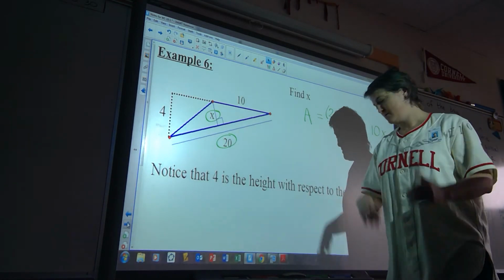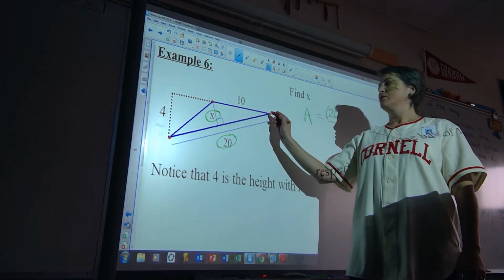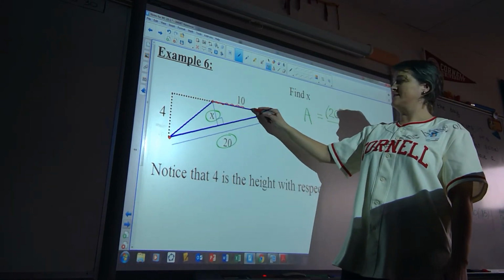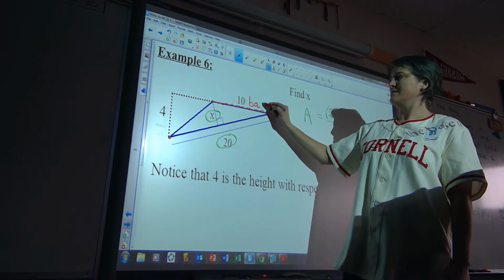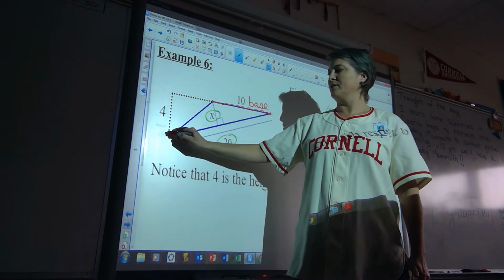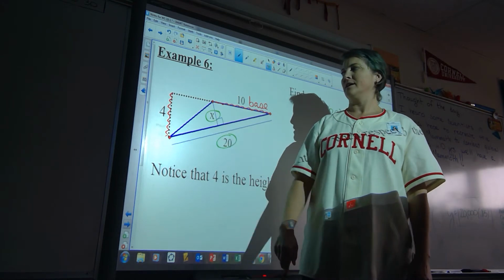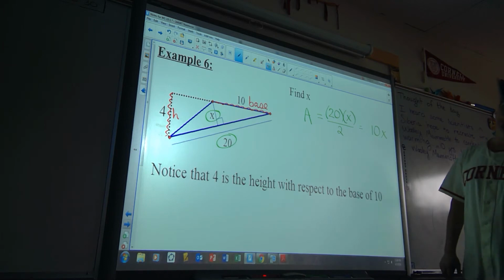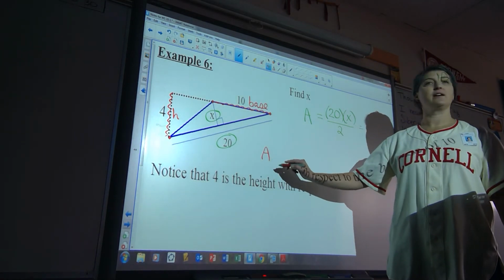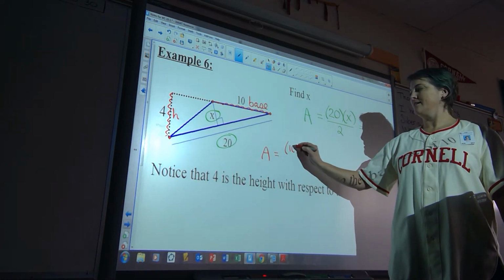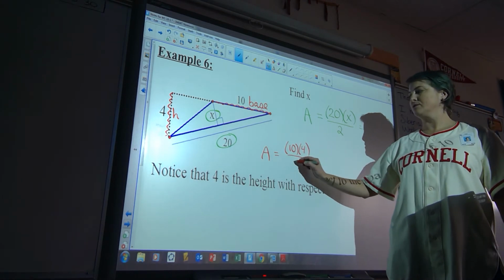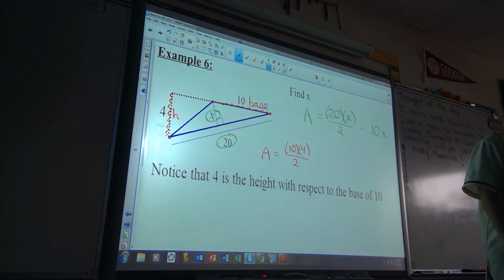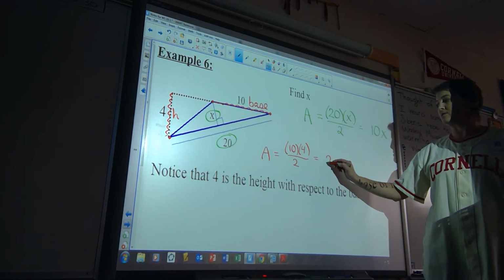So turn your head. What if this, like maybe you turn your head all the way upside down. What if this is your base, and therefore this is your height? You could actually figure out what the area is. Area is 10 times 4 divided by 2. I can use that information to find the area of the blue triangle, which is what, 20 units squared?